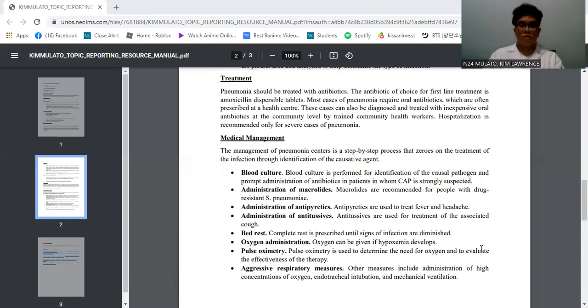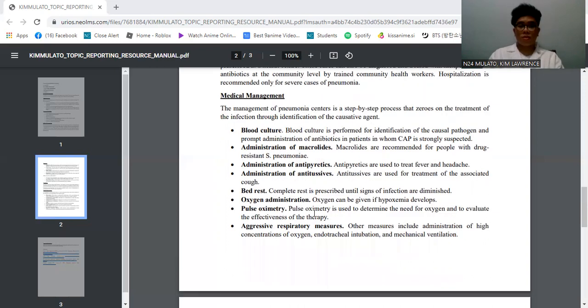Administration of macrolides. Macrolides are recommended for people with drug-resistant S. pneumoniae. Administration of antipyretics. Antipyretics are used to treat fever and headache. Administration of antitussives. Antitussives are used for treatment of the associated cough. Bed rest. Complete rest is prescribed until signs of infection are diminished.